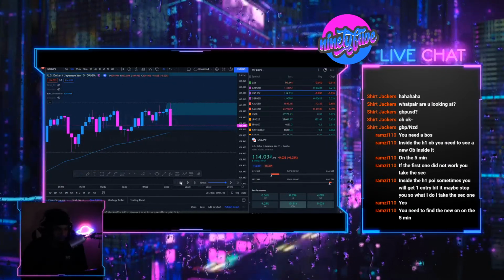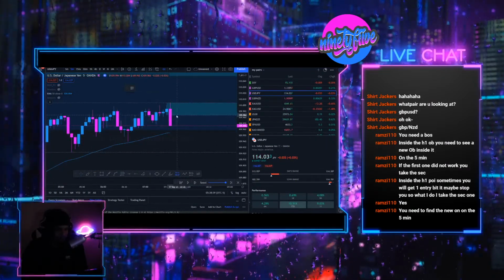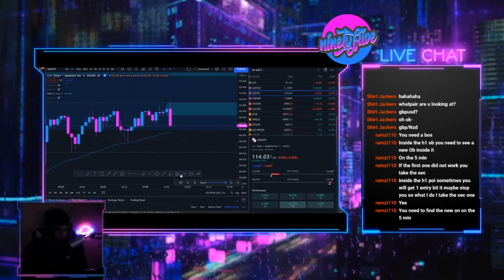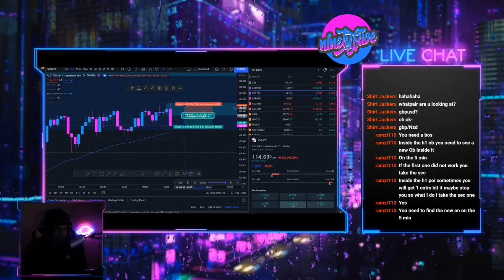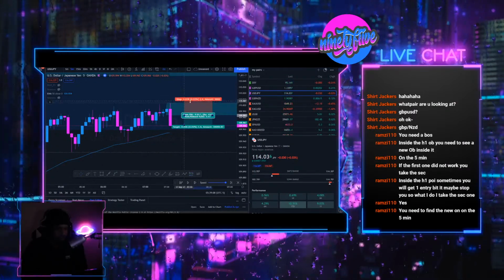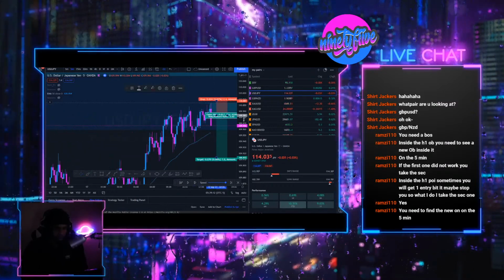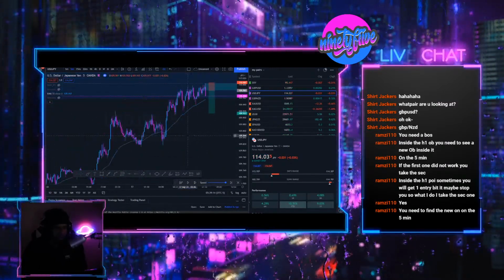Can maybe sell here. I'm gonna try what you're saying. Oh wait, wrong side. No, short. Maybe above it like that. Didn't take it down. So about a 2 pip stop loss.